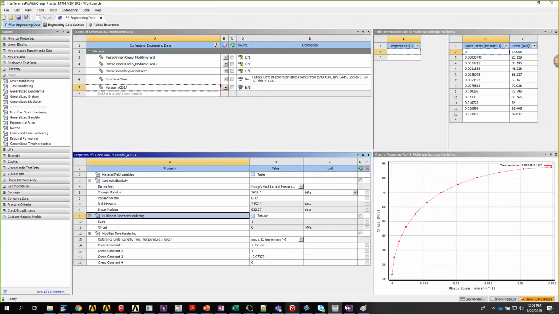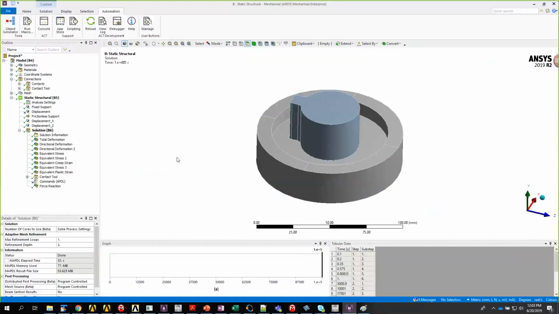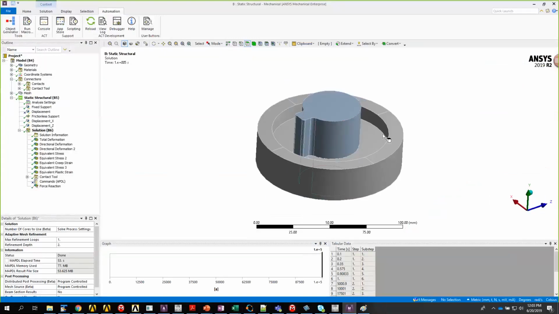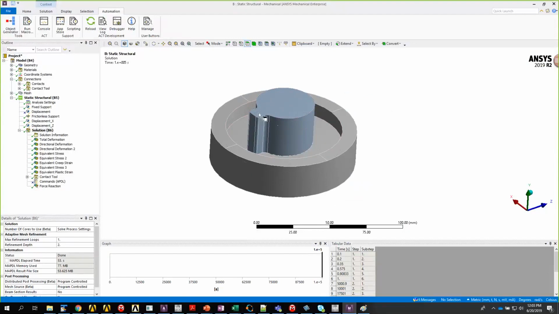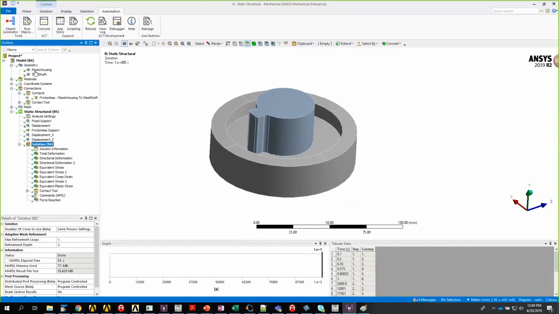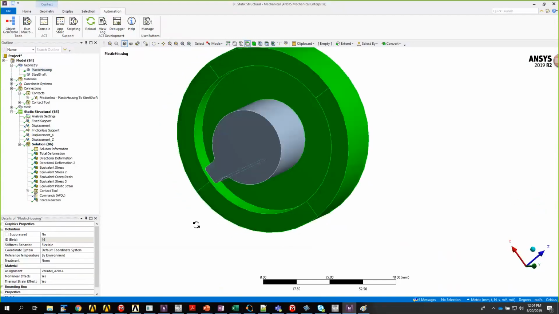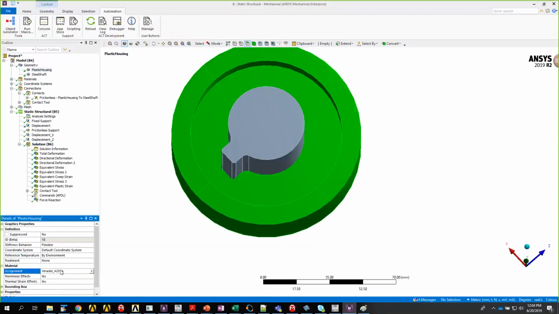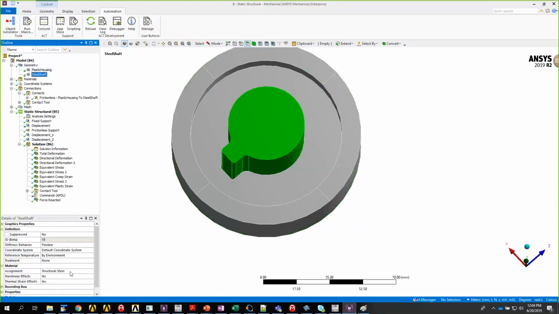Now let's look at the analysis setup. By the way, this is the new ANSYS 2019 R2 GUI. It has very nice features. Let's look at this. Basically, this is a plastic housing which is made up of Wardell material, and this is the steel shaft. It's made up of structural steel.